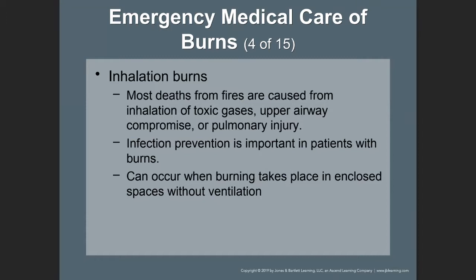Inhalation burns. Most deaths from fires are caused by inhalation of toxic gases, upper airway compromise, or pulmonary injury. Infection prevention is important in patients with burns. So again, when a burn patient dies quickly, it's because of airway compromise. When they die later on, it's because of sepsis, infection, or fluid deficit. This can occur when the burning takes place in an enclosed space without ventilation. So, inhalation burns.